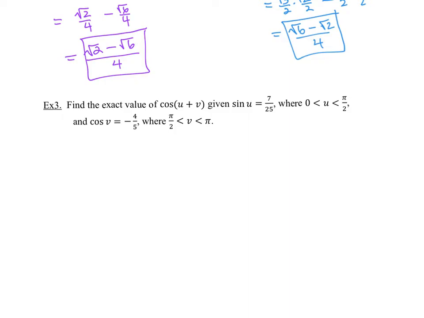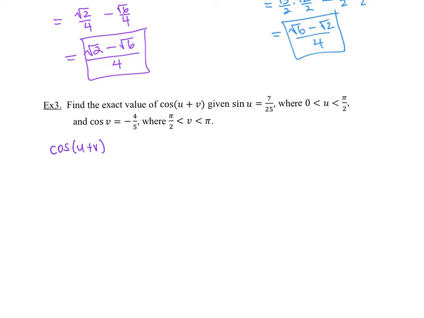Okay, now for example 3, it says find the exact value of cosine of u plus v, given that the sine of u is 7 over 25, where 0 is less than u is less than pi over 2, and the cosine of v is negative 4/5, where pi over 2 is less than v is less than pi. Okay, so this is actually incorporating what you learned last chapter with the new formulas.